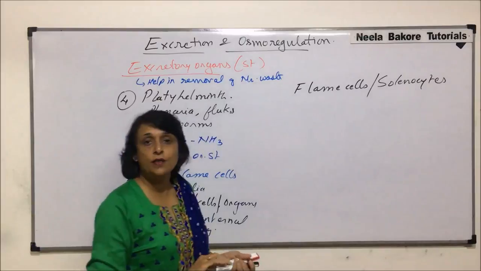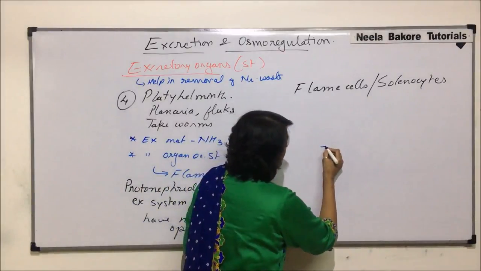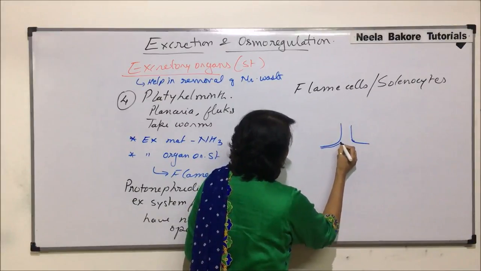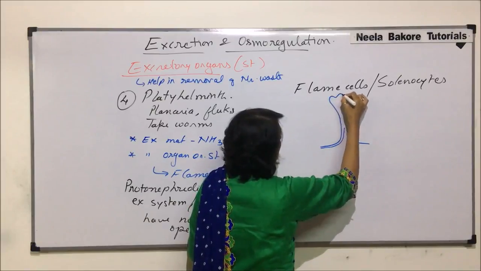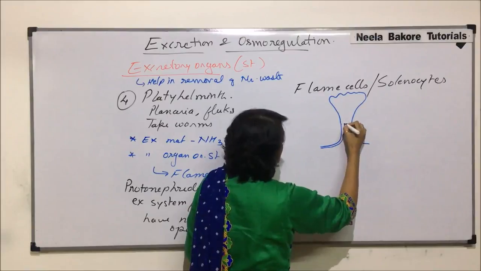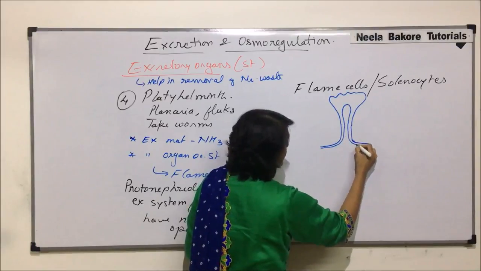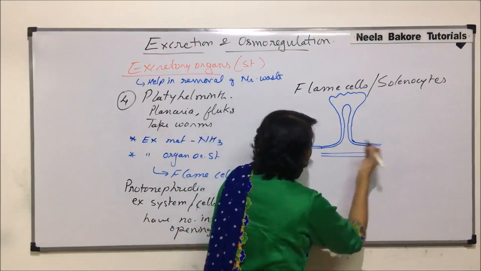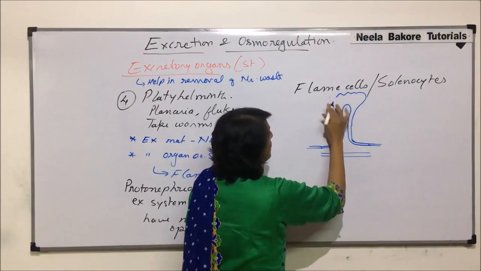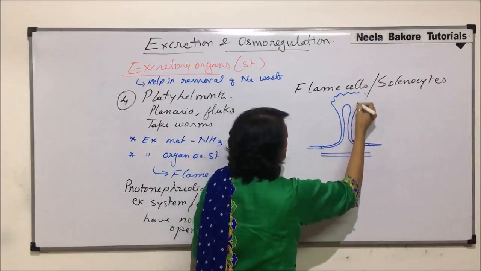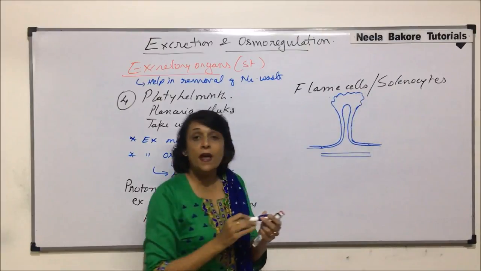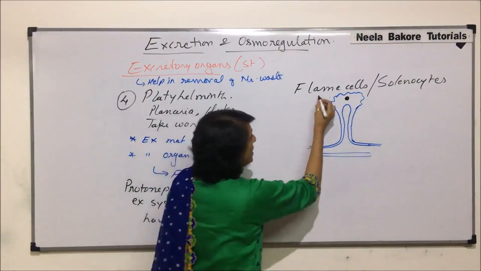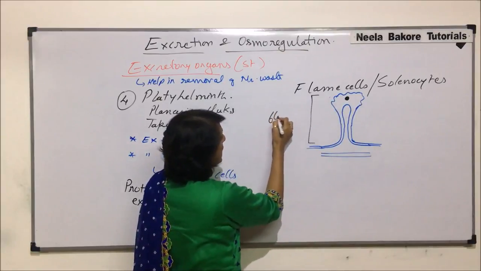So if we have to draw the structure of a flame cell, the cell is going to be something like this: a narrow tube here, and the cell is going to open into, so here on the outer side, the surface is slightly irregular, and this is the cell. So this is one cell that we have drawn. The outer side is slightly irregular, and this side is in the body cavity or the space from where the waste material is to be collected. Here is going to be the nucleus, and this complete structure would be termed as the flame cell.